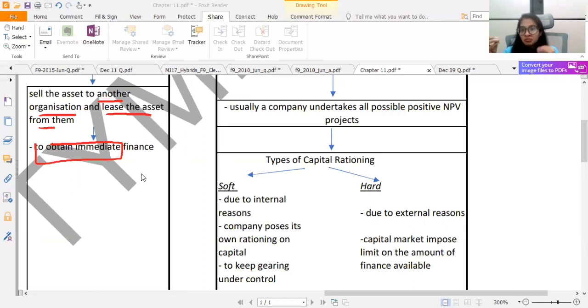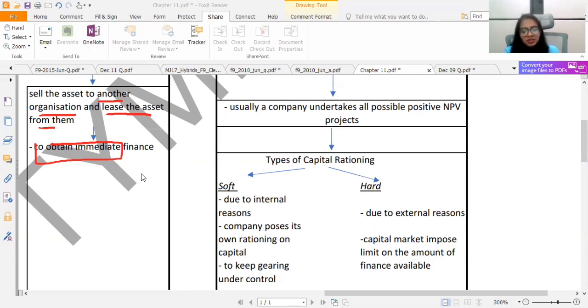So you guys must know these terms interchangeably, because the examiner can use soft capital rationing, or he can use the term capital rationing arising due to internal factors. He can say either one. All right. Now, why does soft capital rationing or hard capital rationing arise? Soft capital rationing may arise due to the company not being willing to issue additional shares.